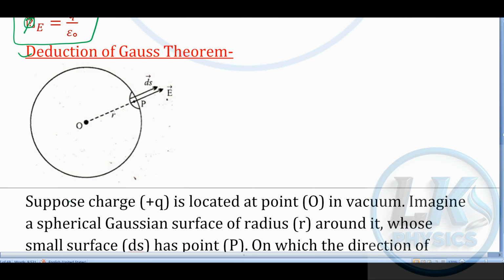First of all, you draw a sphere with center O, and here is charge plus Q. Now draw a spherical Gaussian surface of radius r. There is a small area element in which point P lies. The direction of electric field is along the radius, and the direction of area vector ds is the same. They are in the same direction. Now write wordings for the diagram.